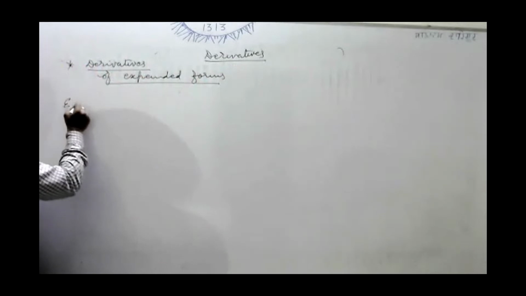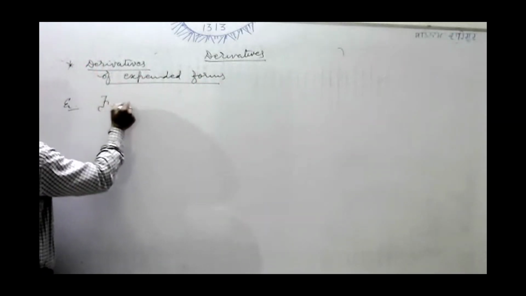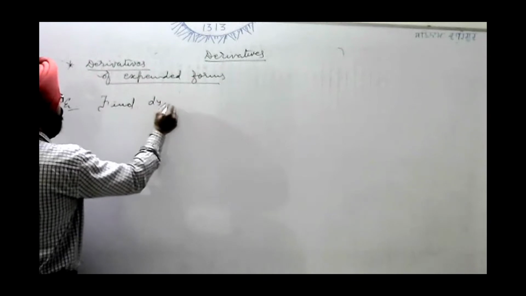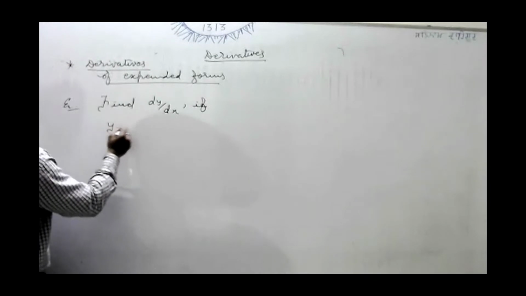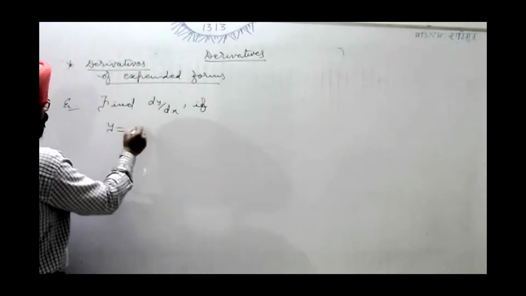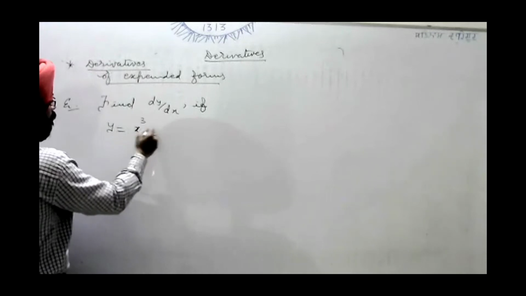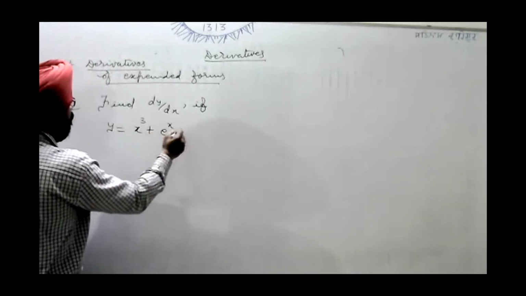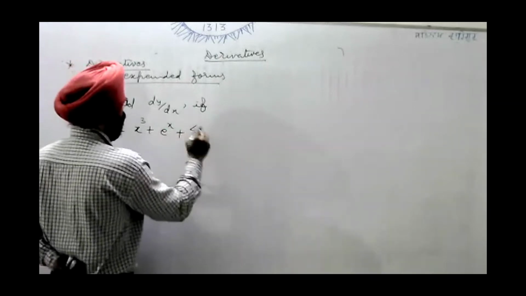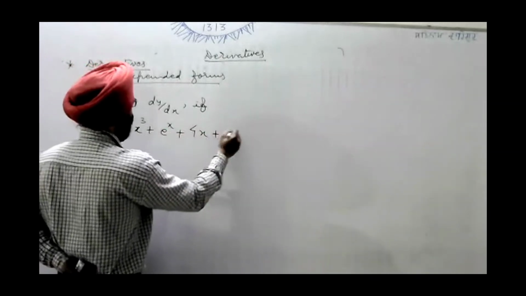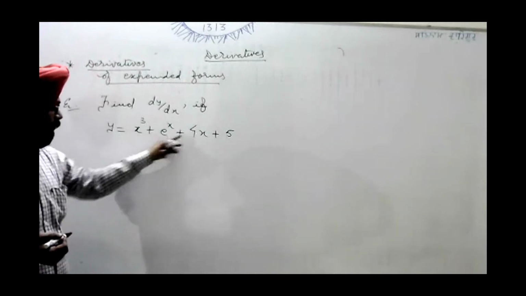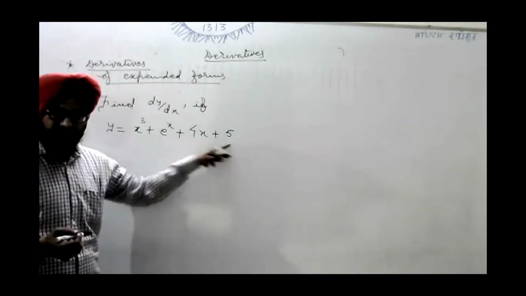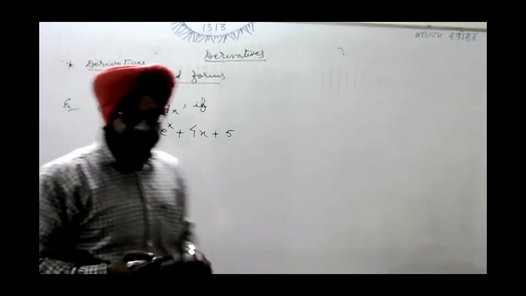Like I say, find dy by dx if y is equal to x cube plus e to the power x plus 4x plus 5. Suppose it is given. We see this is an algebraic function, an exponential function, once again algebraic, and a constant term. So this form is an expanded form.